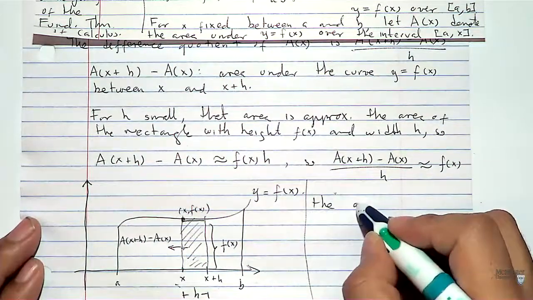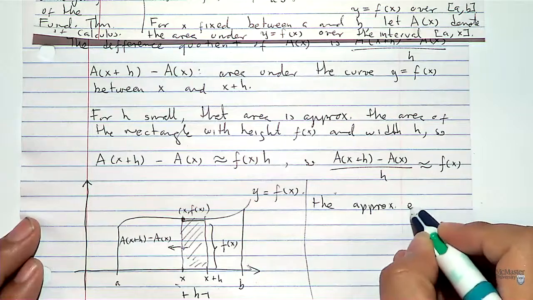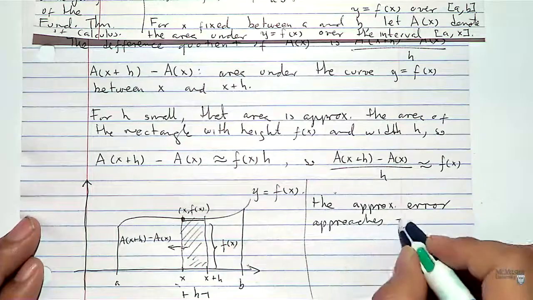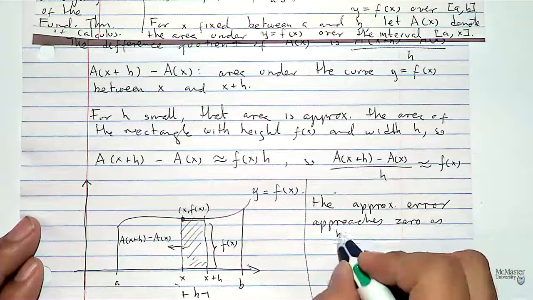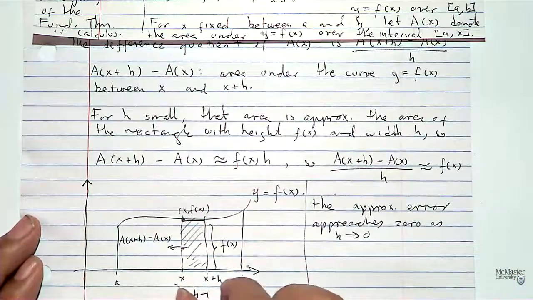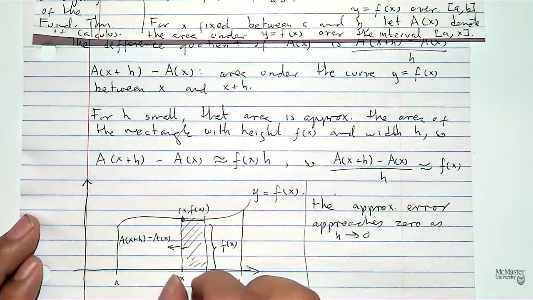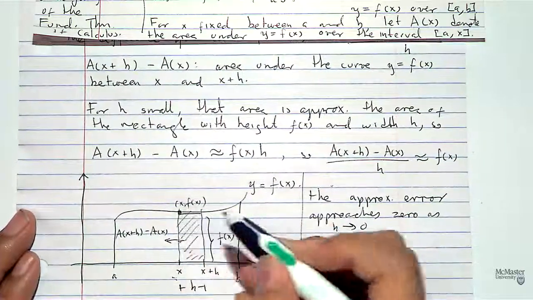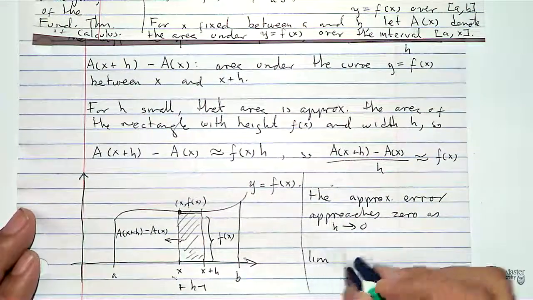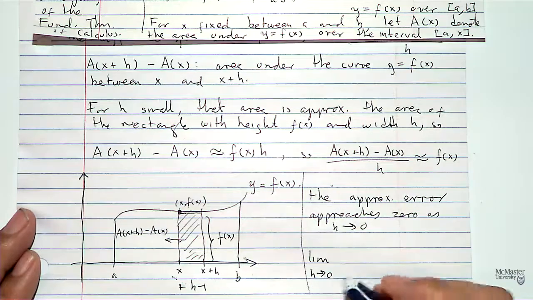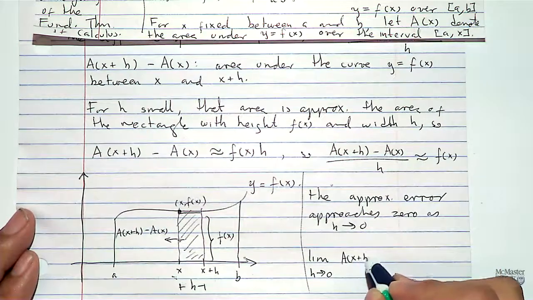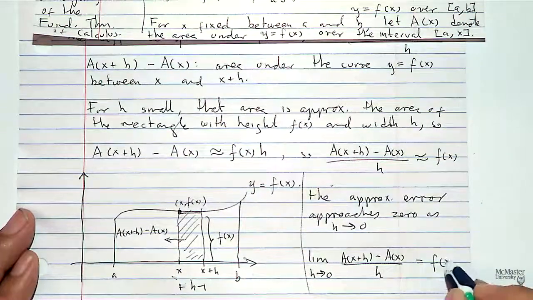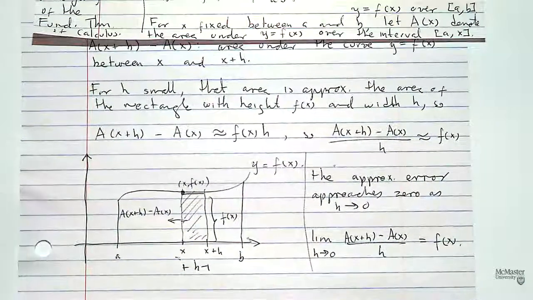So the approximation error approaches 0 as h goes to 0, of course. If I make this subinterval smaller and smaller, it approximates the area below the curve in a better fashion. So what we get is that the limit as h approaches 0 of A of x plus h minus A of x divided by h is equal to f of x. Now, this by definition is actually the derivative.